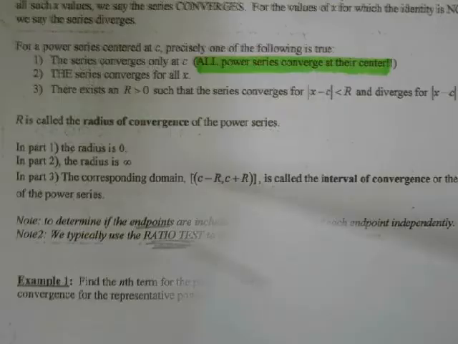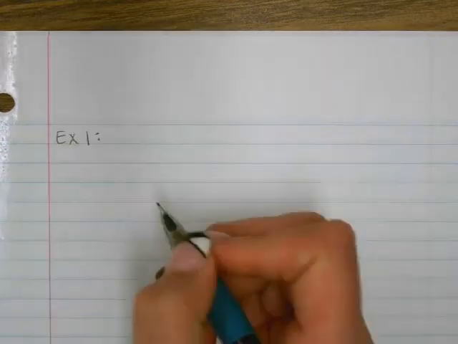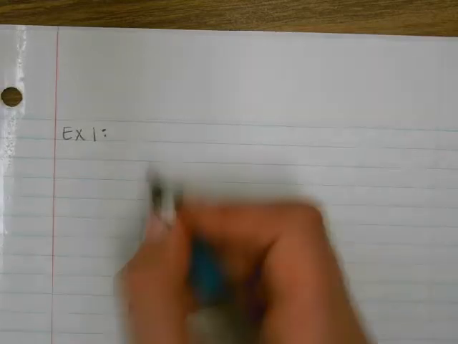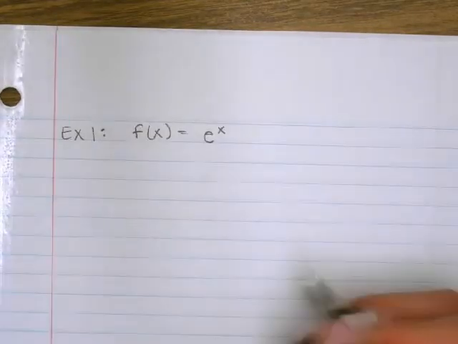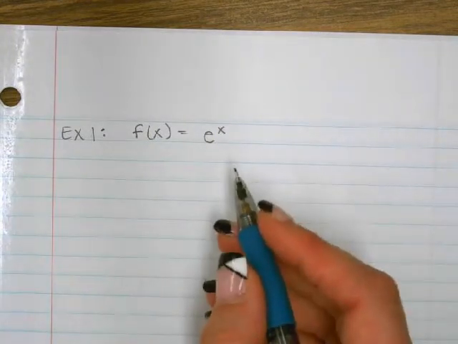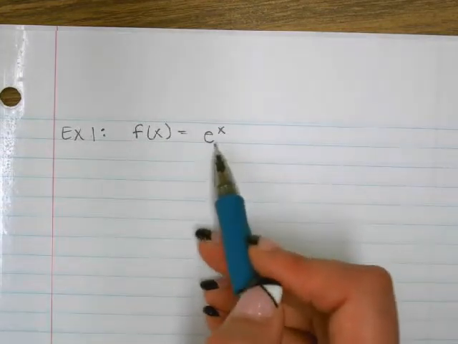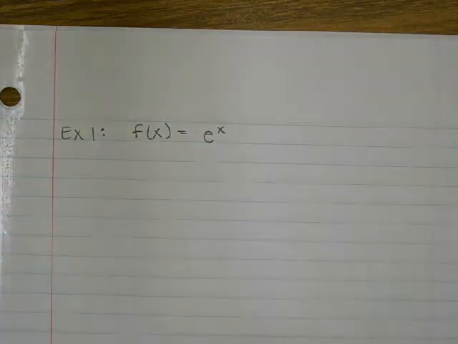All right, so for the first example, it says find the nth term for the power series f of x is e to the x, and that was one of the ones that was in the notes yesterday. So you might recall that when we did this, when we found the derivative, we were actually using 0, and we found that the derivative of that was just e to the x repeatedly, and that when you plug in 0, you always get 1.